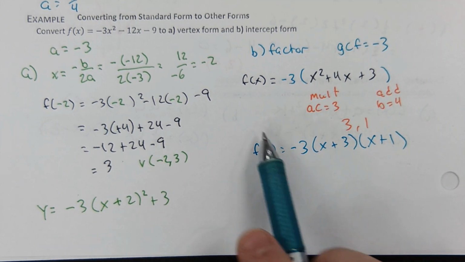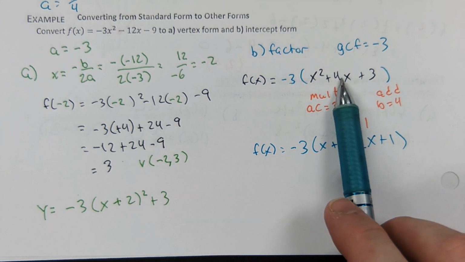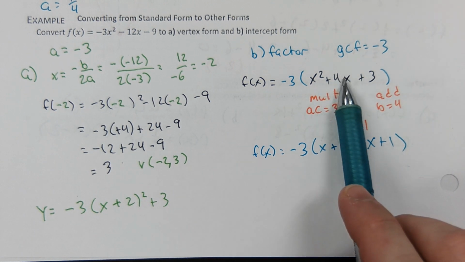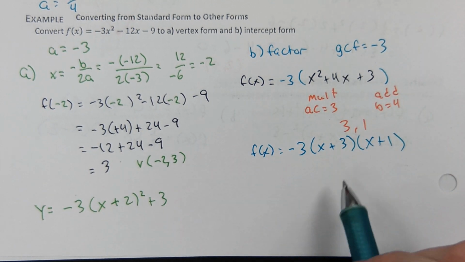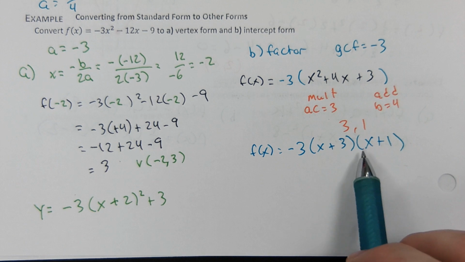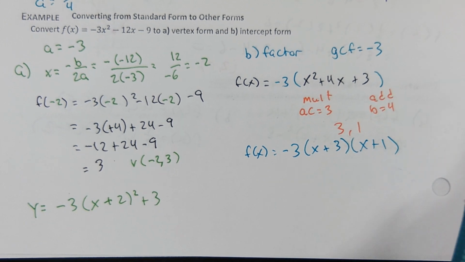What we actually did was we figured out how to split this 4x. We split it into 3x plus x, and then we factor by grouping. It's a quick shortcut to jump directly to here, but we will review factoring a lot more when we get to solving by factoring, actually. It should be sometime next week.